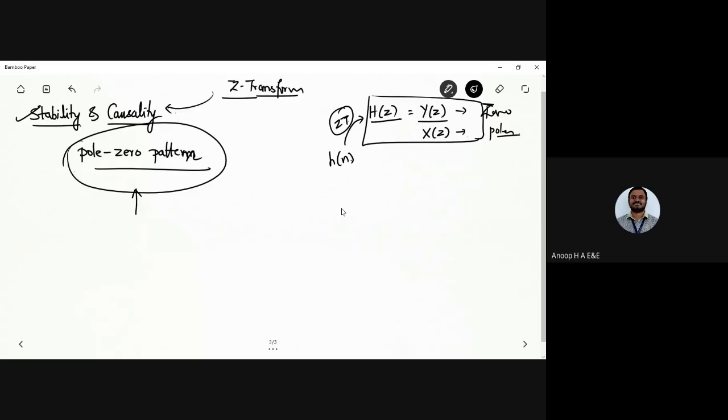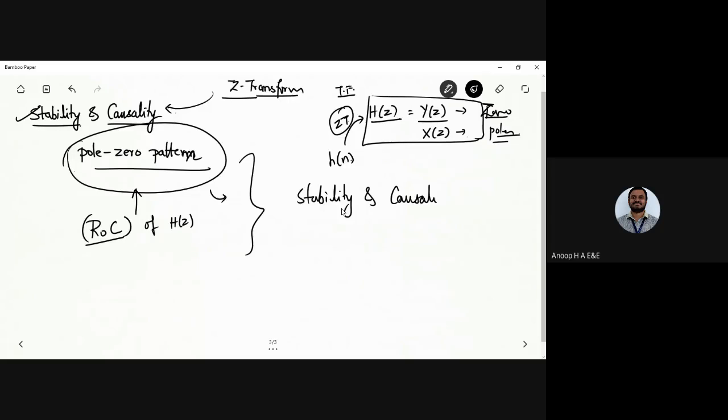So when I talk about the pole zero pattern, you have to remember that it is the zeros and the poles which are present there in the transfer function. Okay, so transfer function here refers to H of z. So the pole zero pattern and also the region of convergence, as I already told you, ROC. Okay, so the region of convergence of H of z determines the stability and causality of the system there.